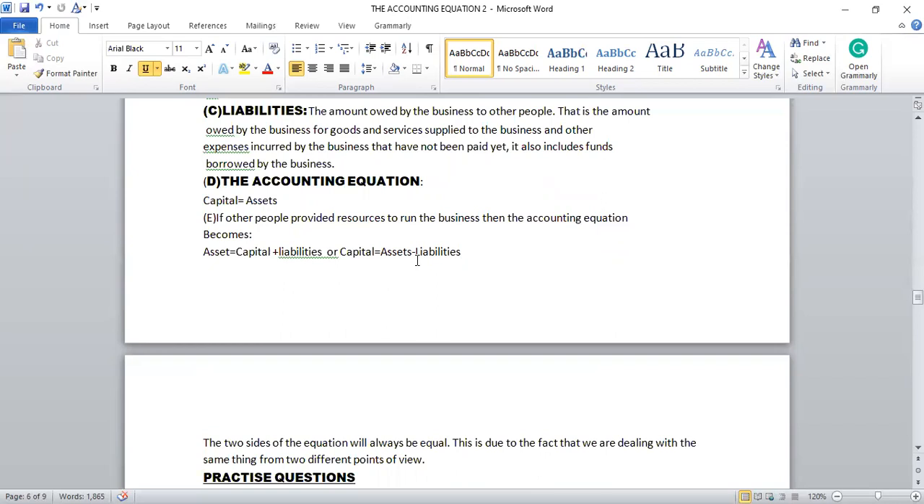But when a third party comes in and borrows money to the business, as in the example that we saw, Mr. Hunter lent money to Mr. Morrison to run the business, he becomes a liability to the company. So the accounting equation will now become asset is equal to capital plus liability, or capital is equal to asset minus liability. The two sides of the equation will always be equal. This is due to the fact that we are dealing with the same thing from two different points of view.